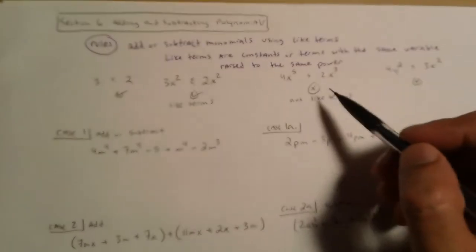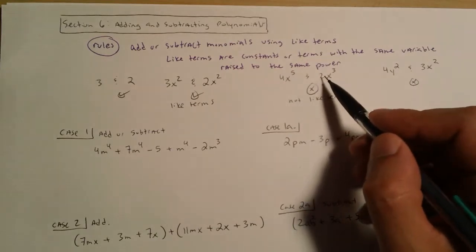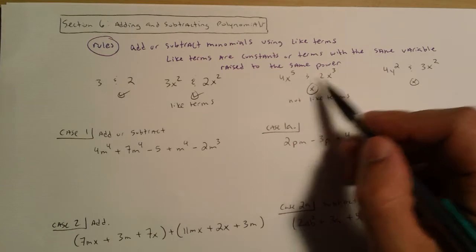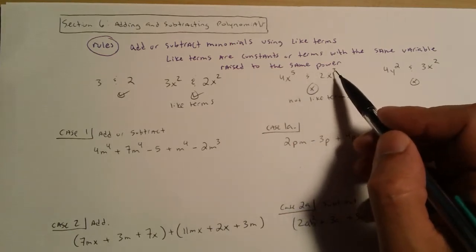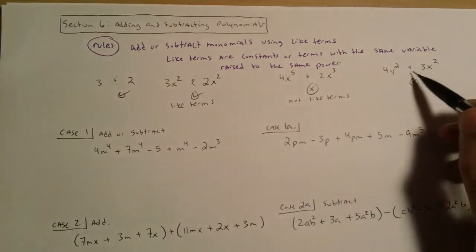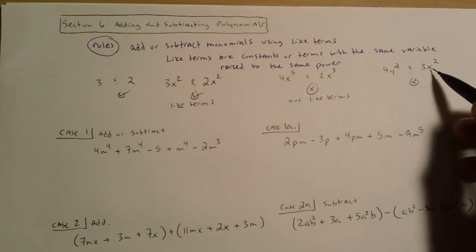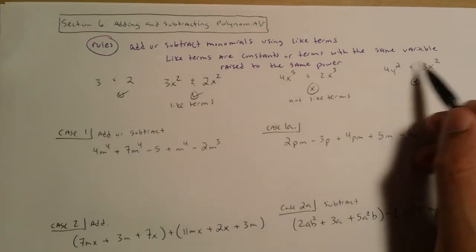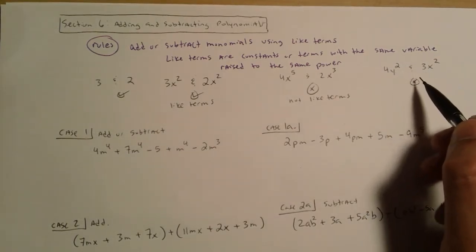Now, examples of not like terms could be 4x to the 5th power and 2x to the 3rd power. Although they have the same variable, the same letter, they have different exponents, which makes them not like terms. And in our other example, we have 4y to the power of 2 and 3x to the power of 2. In this one, they share the same exponent, but they have different variables, so we can't combine those two.